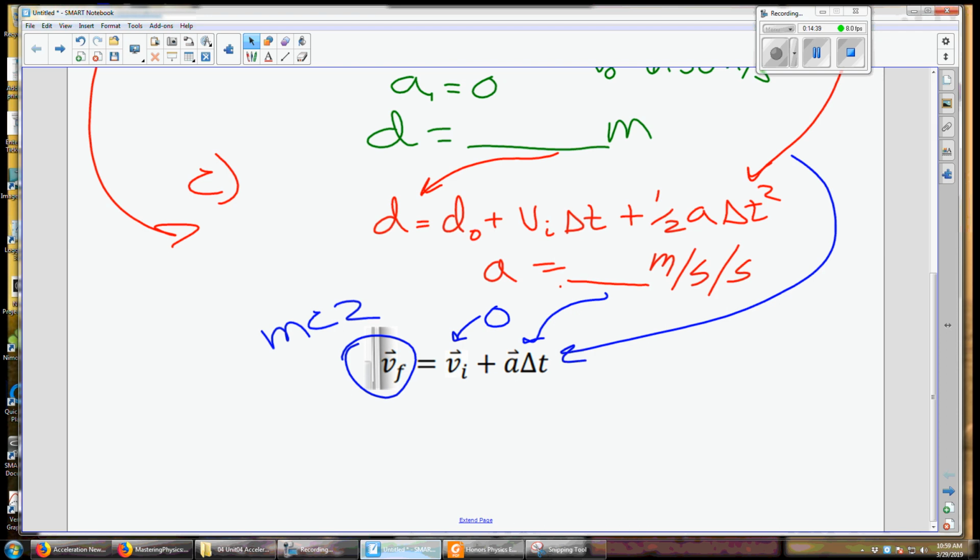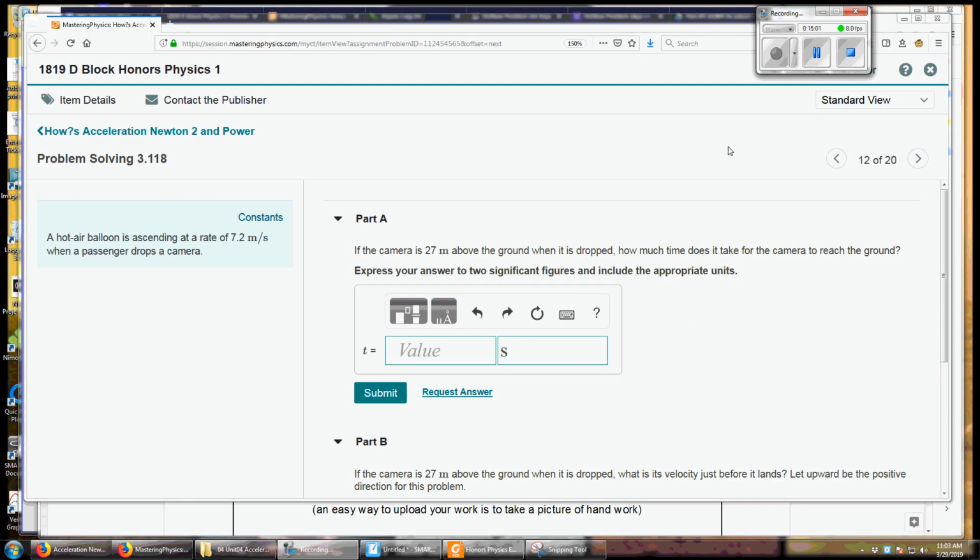Oh, that makes sense. The acceleration is how much speed is being added every second, or how much velocity is being added every second. If I do that for 10 seconds, it's like multiplying the two together. Wow. Cool. All right, on to 12.